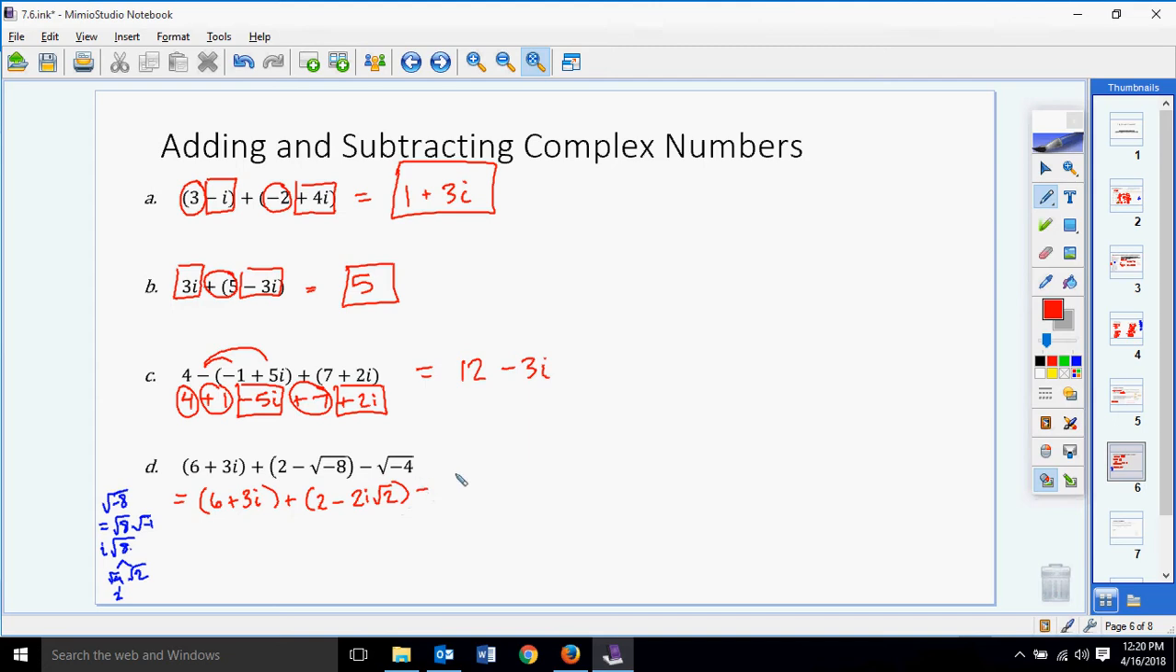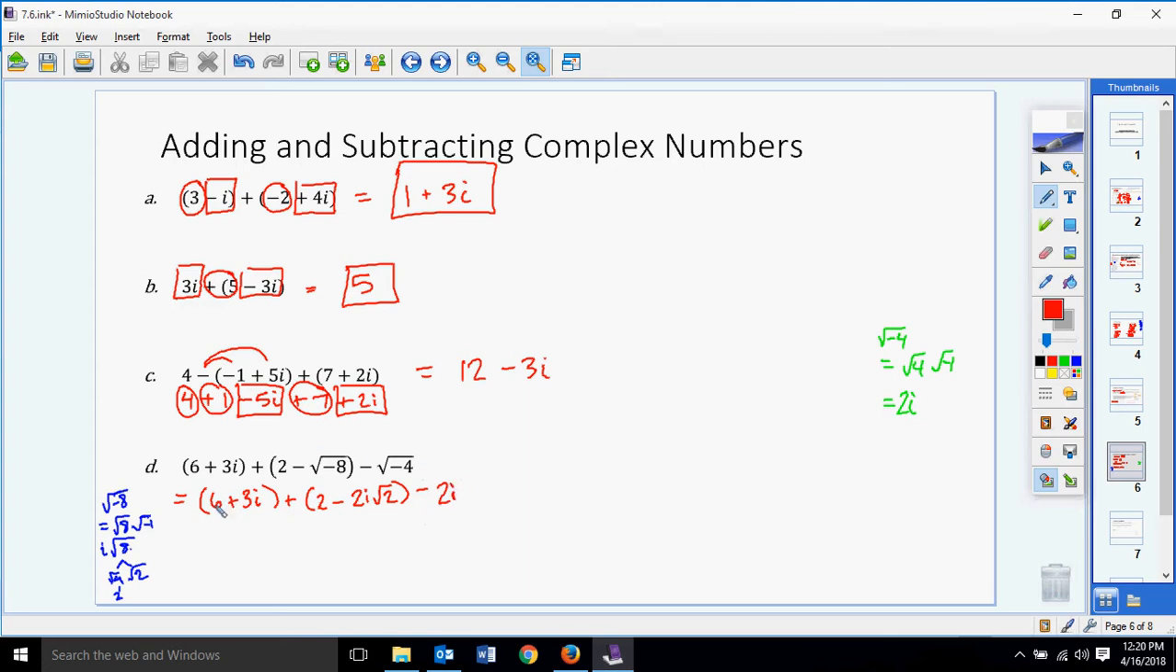And then I'm subtracting the square root of negative 4. Again, you may want to do that off to the side somewhere. The square root of negative 4 is the same as the square root of 4 times the square root of negative 1. The square root of negative 1 is i, and the square root of 4 is 2. So over here, I have a minus 2i.